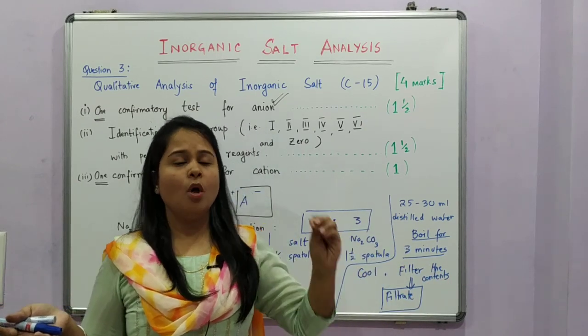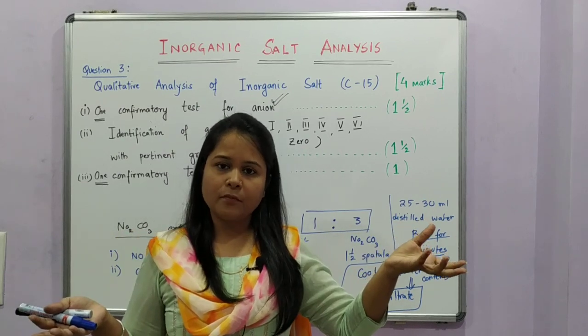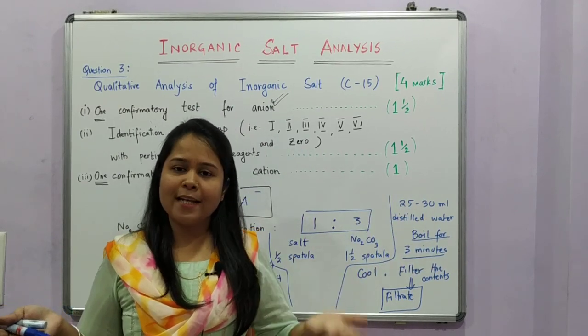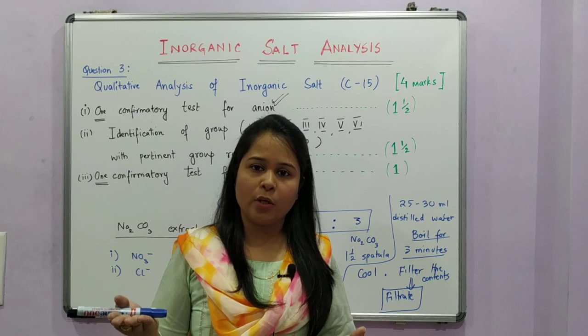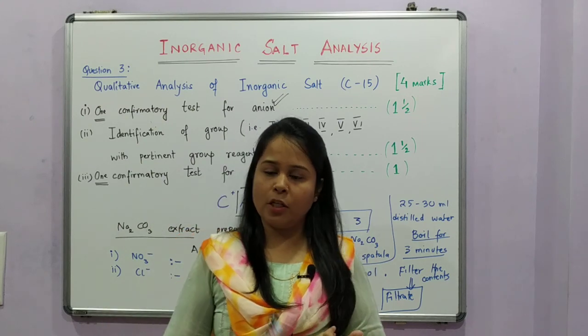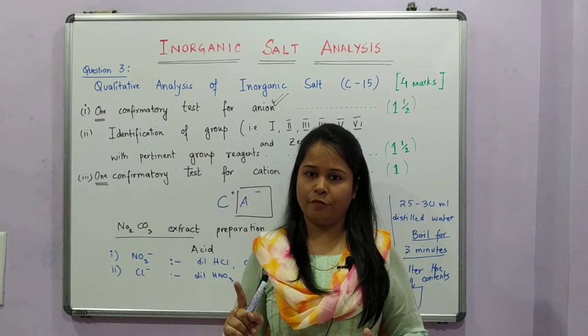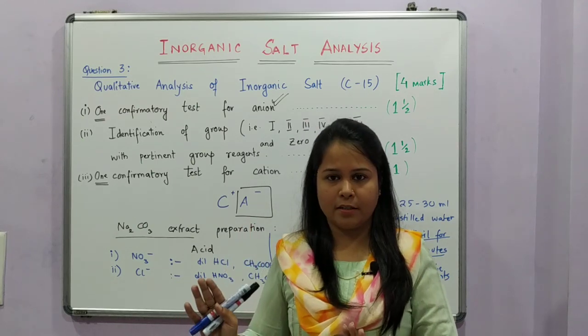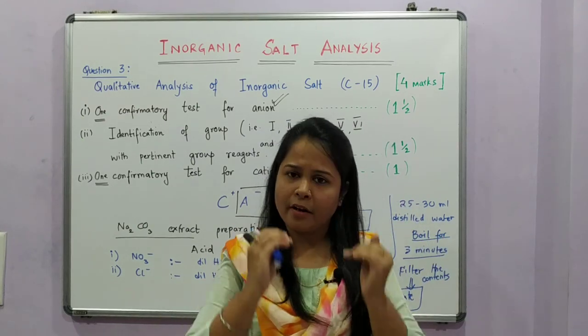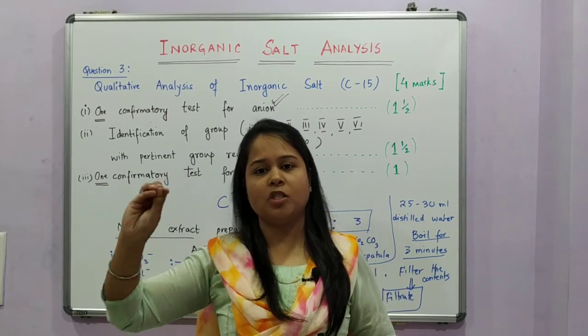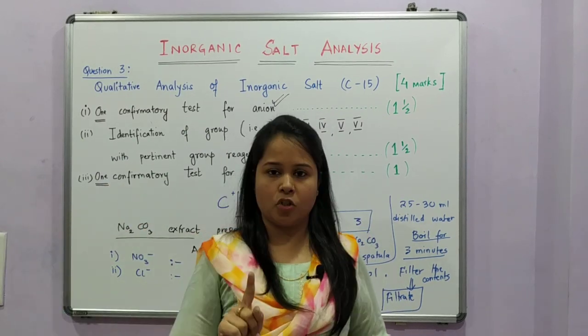Group 0 is simply: take the salt, add dilute NaOH and heat. If you get a pungent smell, ammonium is present. So group 0 needs to be written first. It is advisable to write group 0 first. Even if it is not present, write it, and write in the inference: group 0 absent.